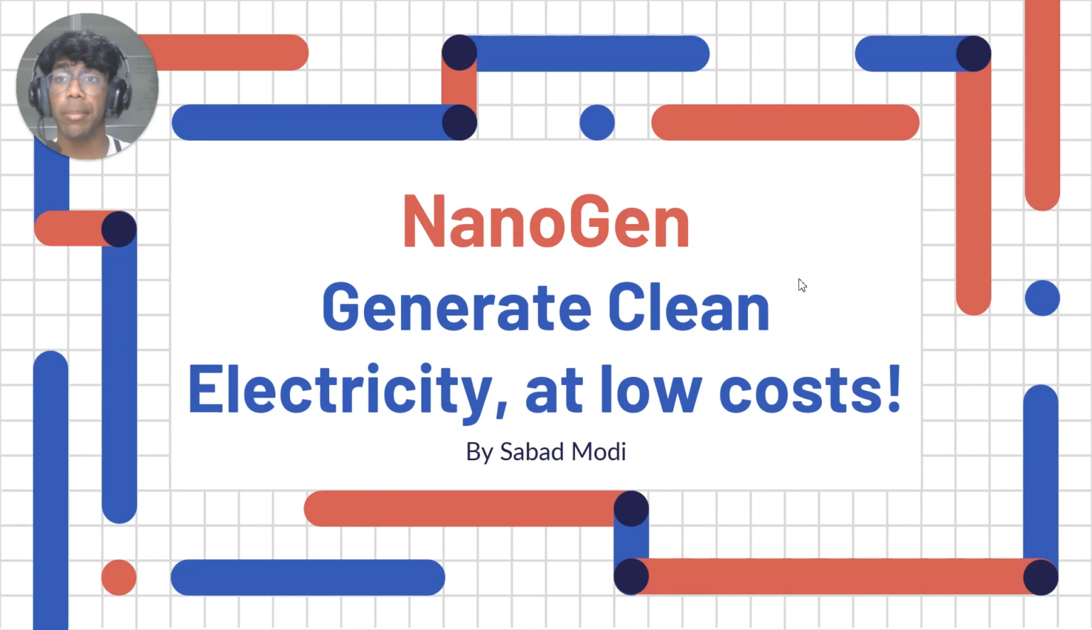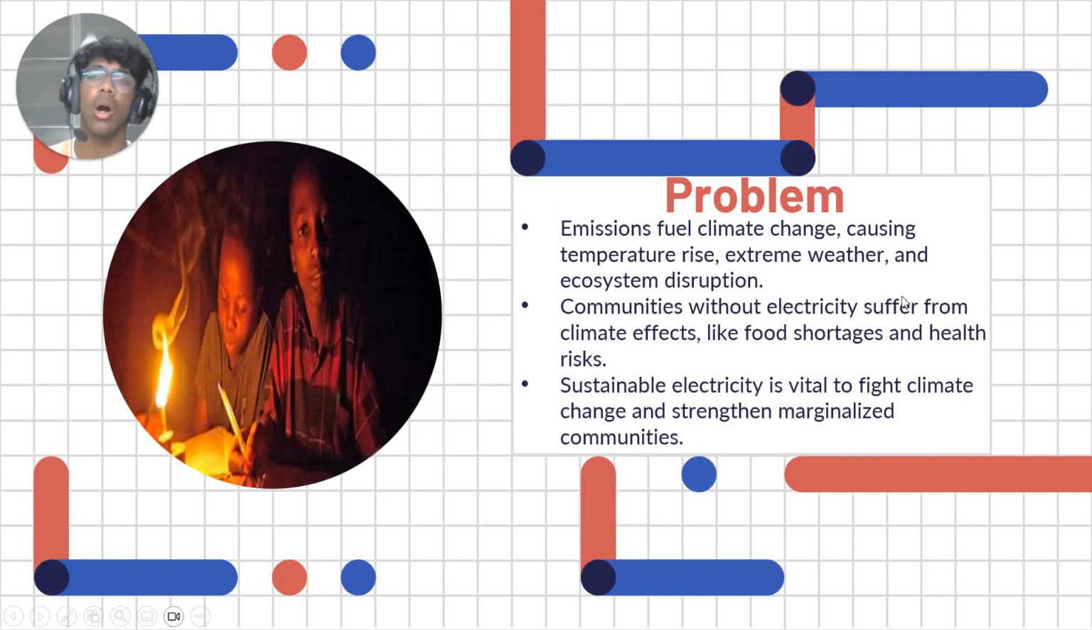Good evening, everyone. My name is Sabad Modi, and I'll be presenting my project NanoGen, whose main goal is to generate clean electricity at low costs. Essentially, our project aims to address the United Nations Sustainable Development Goal number 13, which is about climate change. As of today, carbon emissions fuel climate change, and they cause various devastating effects such as temperature rise, extreme weather, ecosystem disruption, and a lot more.